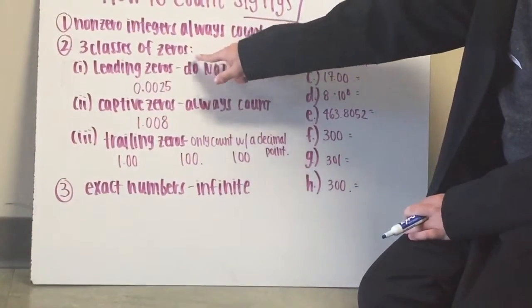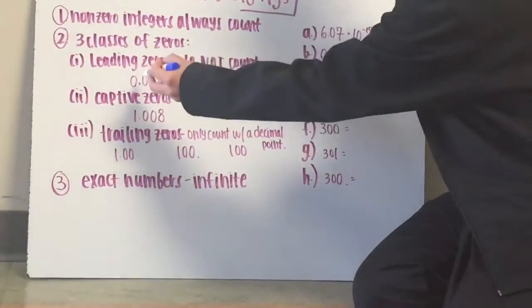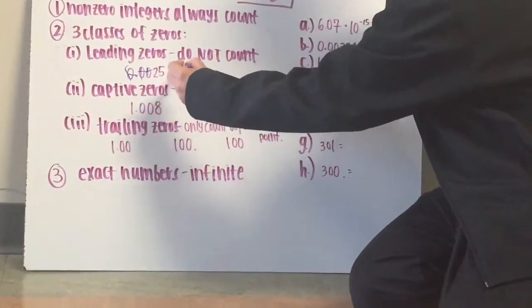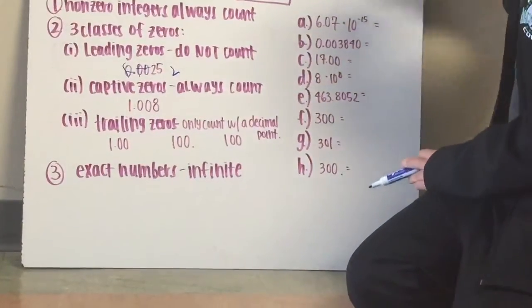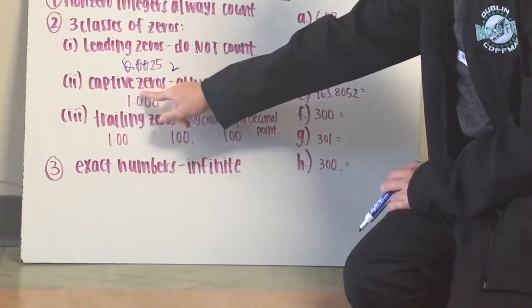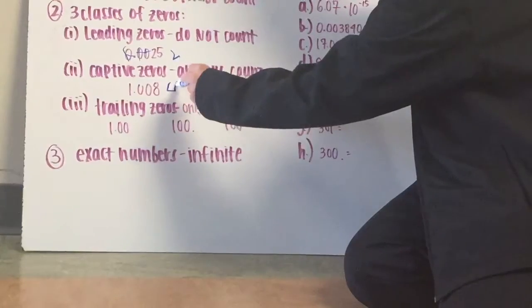Then there are three classes of zeros. First, leading zeros do not count. So in this one, these would not count, so there's only going to be two Sig Figs there. Then captive zeros always count. So these two are captives because they're in between those. So this one would have 4.